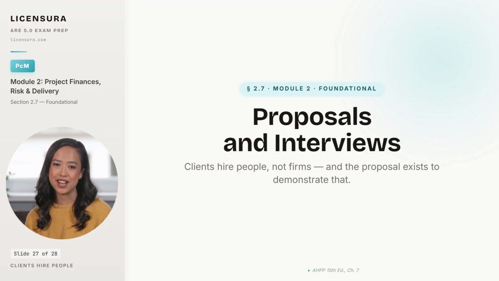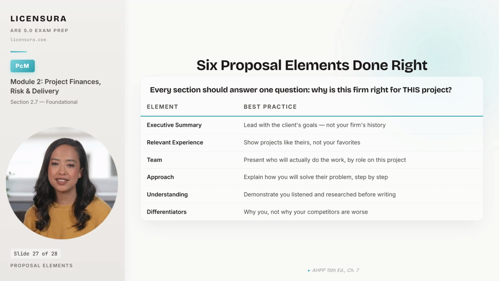They lead with the client's problem, prove they understand it, and demonstrate that the specific people in the room will be the ones who solve it. Everything else, the awards, the experience, the polish, is supporting evidence, not the headline. Let me show you what a proposal looks like when it is built around the client instead of around your firm. 6 elements, and every one of them should answer the same question. Why is this firm right for this specific project?